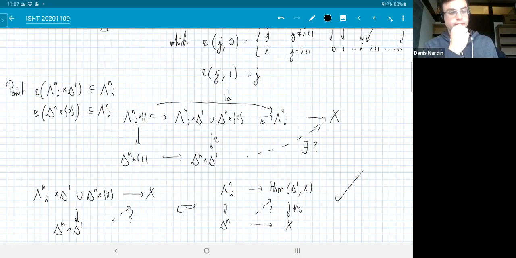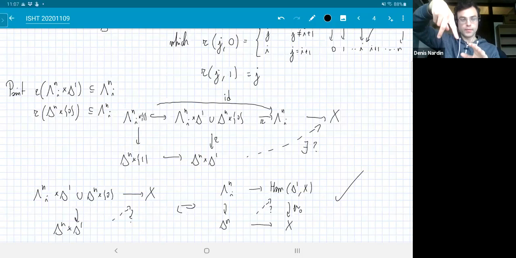And actually, I don't want to do that because I'm terrible at drawing. But if you draw it, this is exactly the way you would imagine to prove this stuff. You have this map from a horn, and you want to extend it to a two simplex.